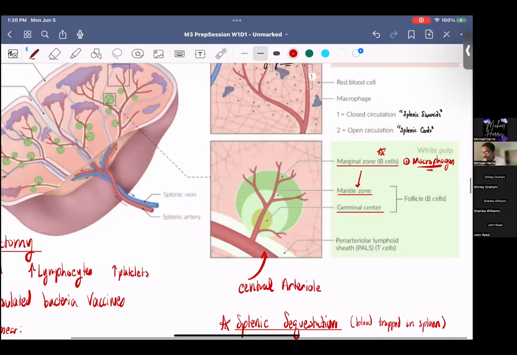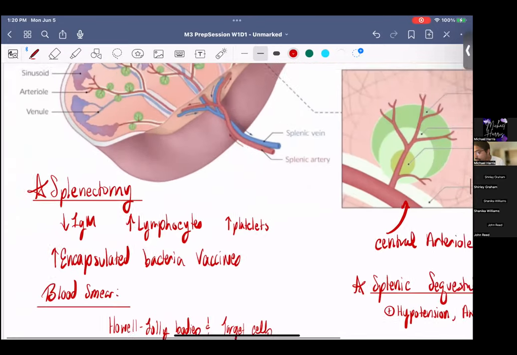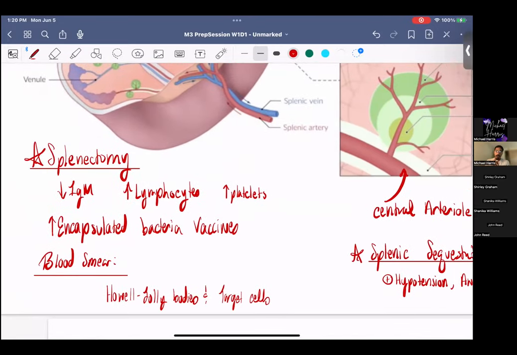Great. Now, there are additional things you do have to make sure you know pertaining to this. This is splenectomy. So when you remove the spleen, certain things happen. One of which is lymphocytes increase, which makes sense because if you're not storing them in the spleen, they then store in the blood and they float around.